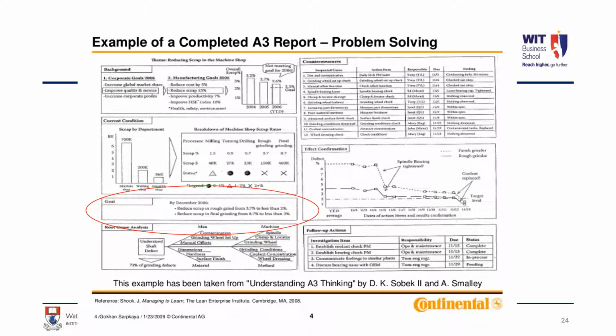And the goal here is by the end of 2006, they want to reduce the scrap in the rough grind form, following on from our current state, from 3.7% down to 2%. And they also want to reduce the scrap in final grading from 8.7% down to less than 2%. That would bring each of those sections within the machining department under our target figure for scrap. It should have a significant impact on the overall situation.